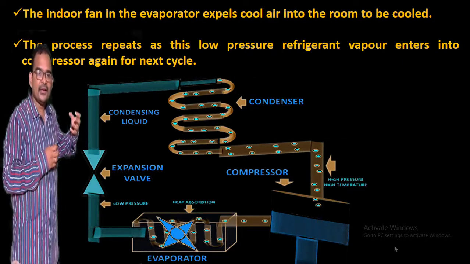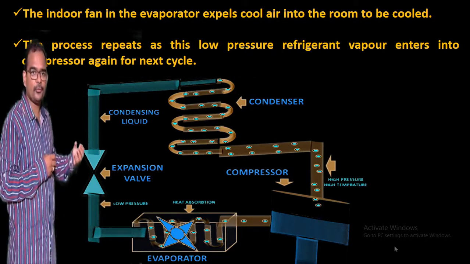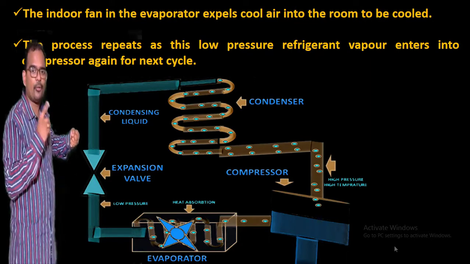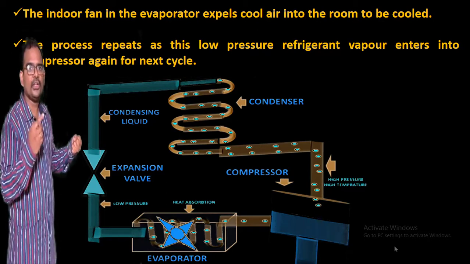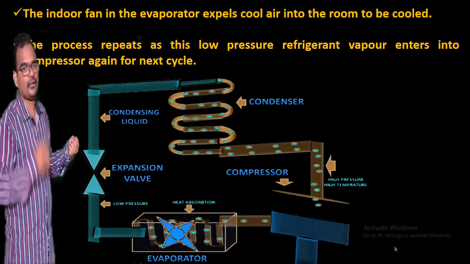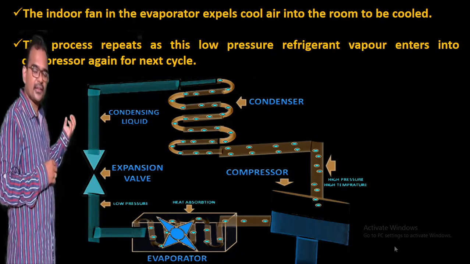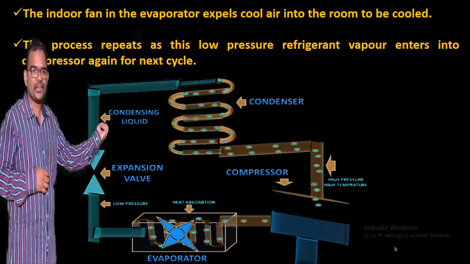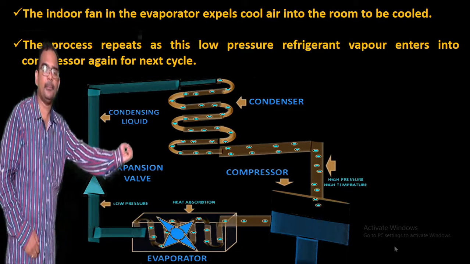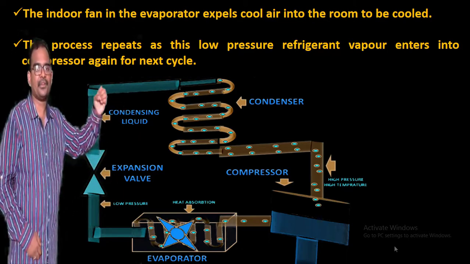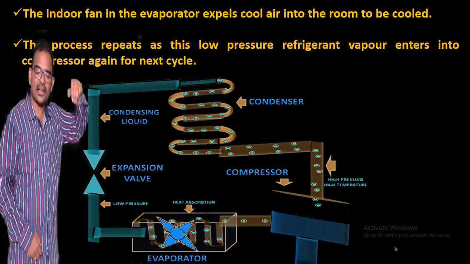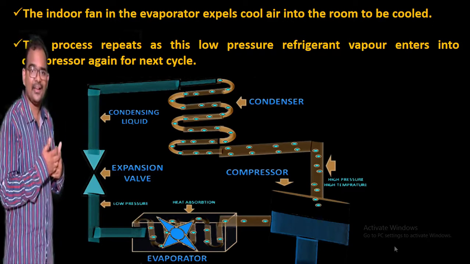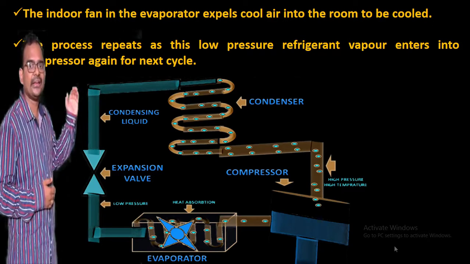Now once this refrigerant liquid, which is coming from the expansion valve, absorbs the heat, then automatically cool air will be circulated by means of a fan in the evaporator into the room, thereby cooling the room to its required level. And by absorbing the heat, this low pressure refrigerant liquid gets converted into low pressure refrigerant gas. Again this low pressure refrigerant gas will be passed through the compressor, and the compressor compresses this gas and converts it into high pressure and high temperature refrigerant gas. And the next cycle repeats. And this is how the air conditioner works.